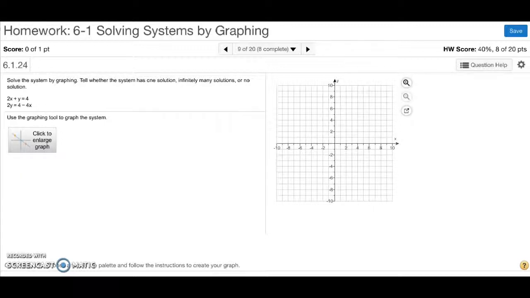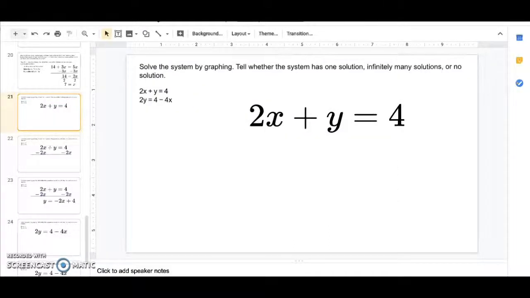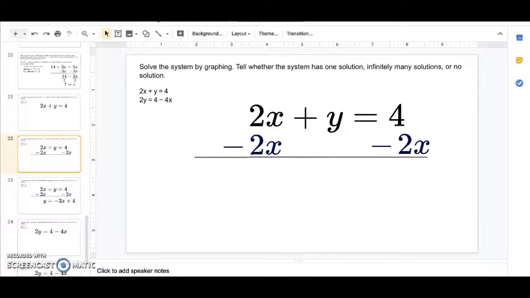Okay, number 9. It is asking us to solve the system by graphing and then tell whether the system has one solution, infinitely many, or no solutions. Both of these need to be rearranged into slope-intercept form, because right now none of them are. So let's do that. We have 2x plus y equals 4. We need to subtract 2x from both sides to get y by itself. So then y equals -2x plus 4.